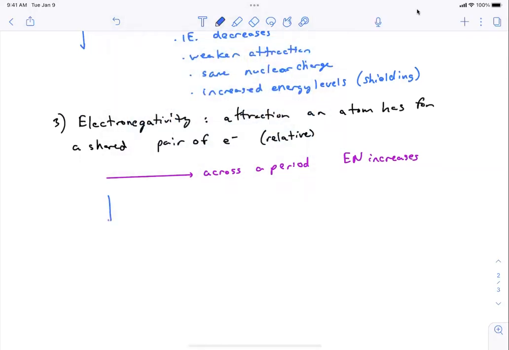As you go down a group, the attraction weakens, therefore the electronegativity decreases, because you have more and more energy shells, which means the nucleus is further away from that shared pair of electrons, which means it has weaker attraction for it.